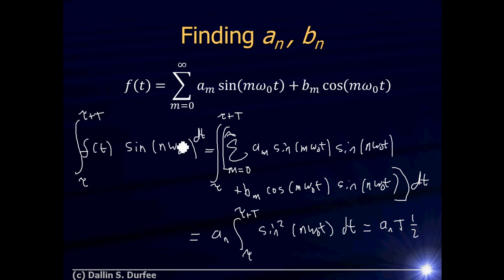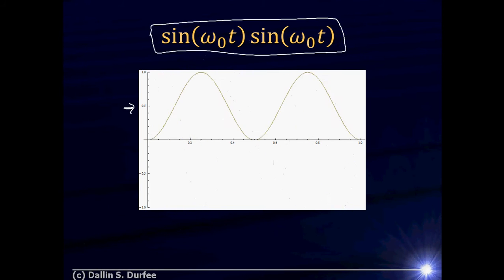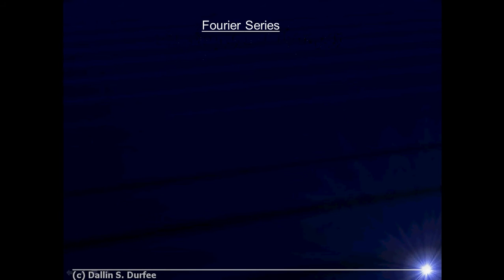This integral right here is equal to a sub n times T over 2, which means a sub n is just going to equal, I solved this, 2 over the period, the integral over 1 period of my function times sine n omega naught t dt. This is not equal to that. This is a separate thing I wrote. And I've written that in a table in your book. Here's the table reproduced right here.